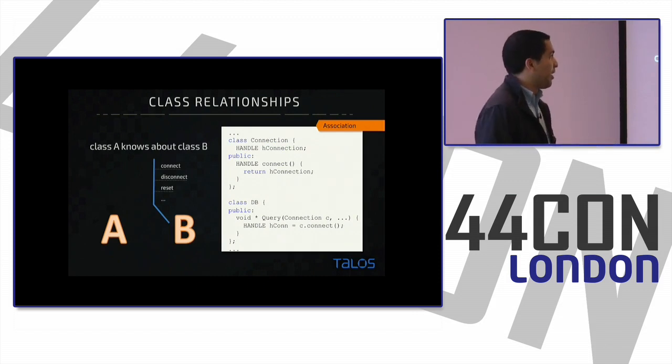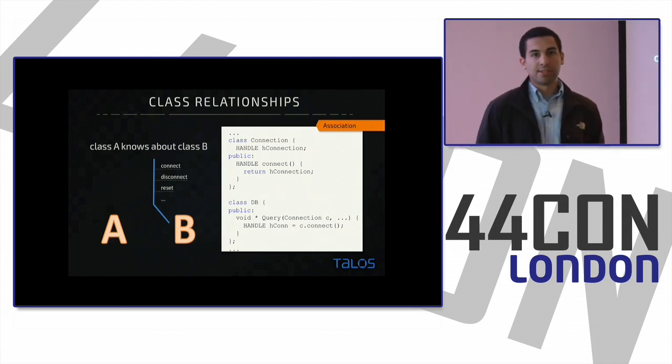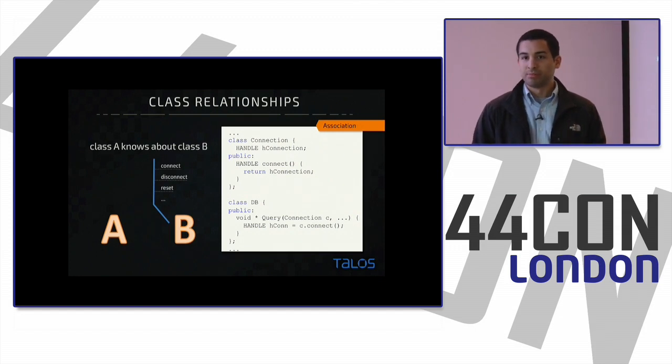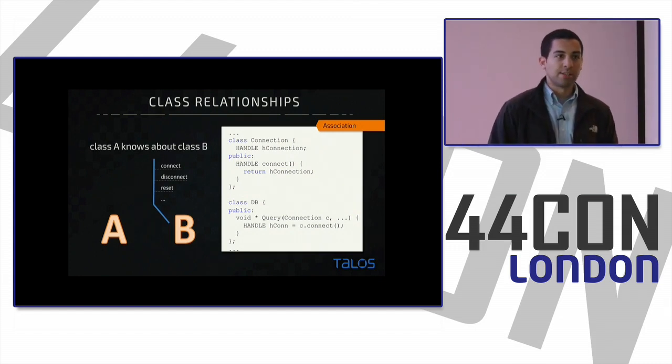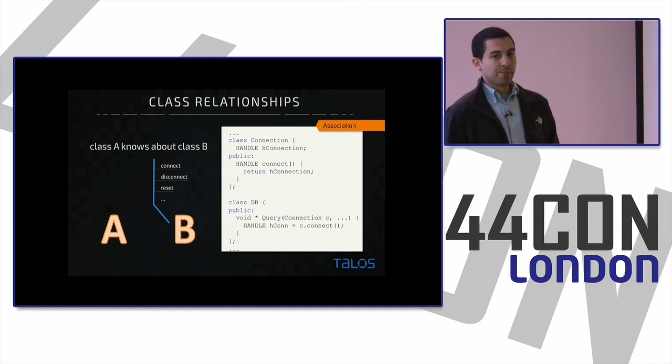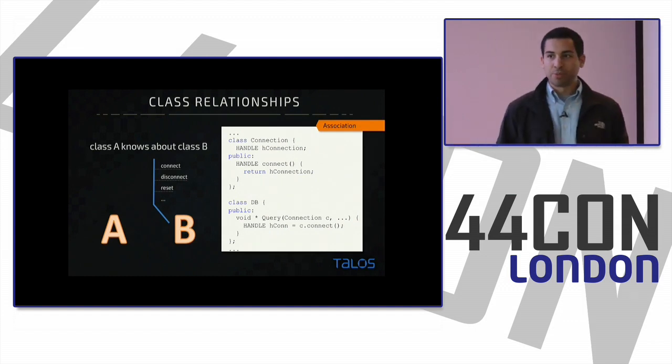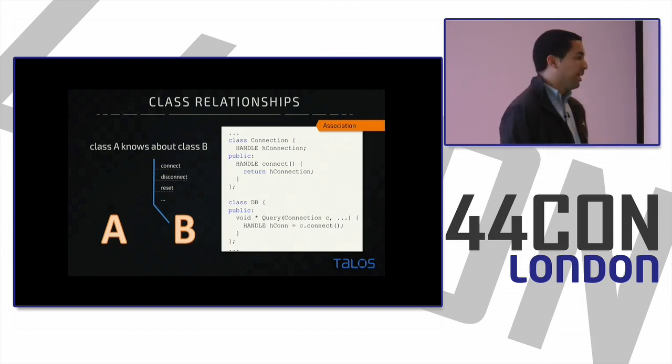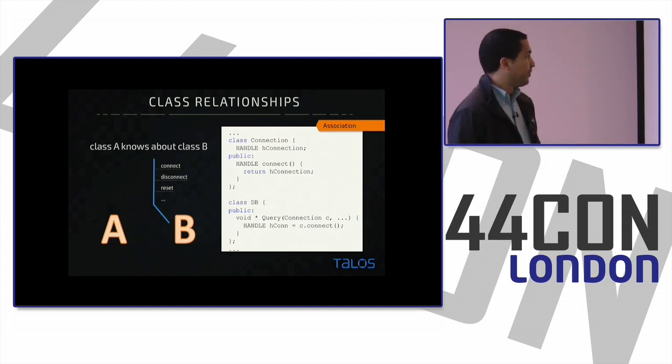Another class relationship we have is association. This we see all the time. There's certain classes that have certain methods that are available to us as programmers. You can kind of think of it as different APIs. I come from a Windows background, so I do a lot of Windows programming, Win32 functions. We have structures. We know exactly what functions take what arguments. Think of association as the same way.